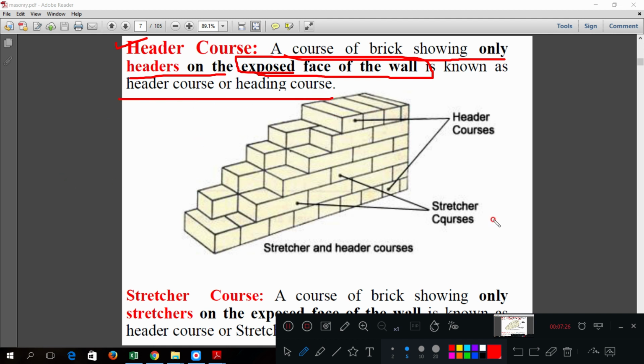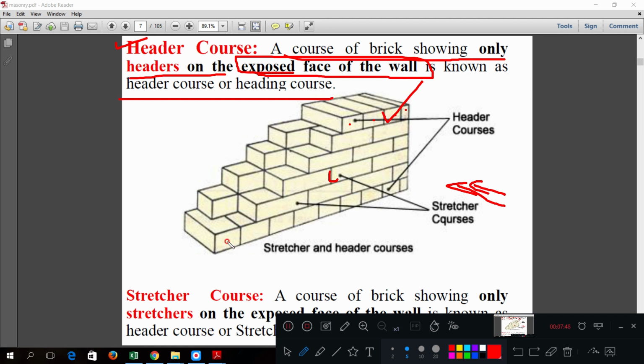When you are viewing from this side, this is called facing. On the exposed face, if you see one layer, two, three, four, all the units are headers only. You can see in this course only headers. This is a header course.